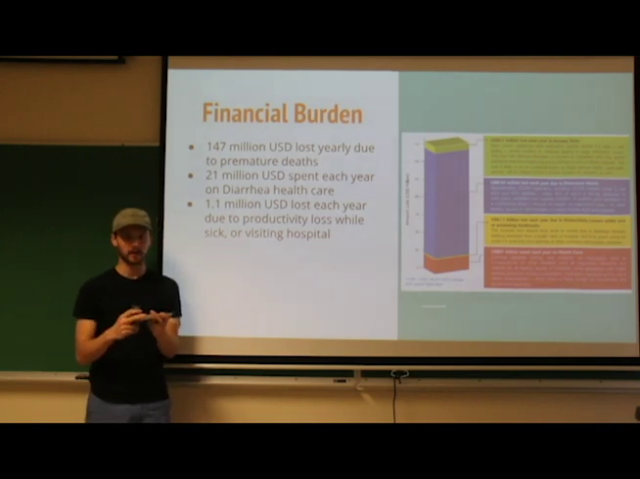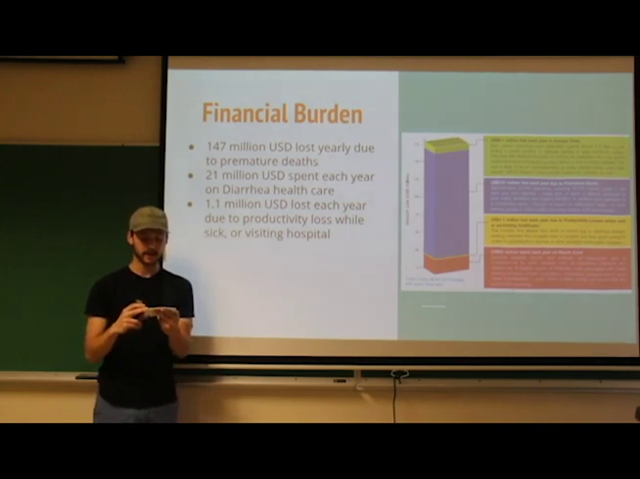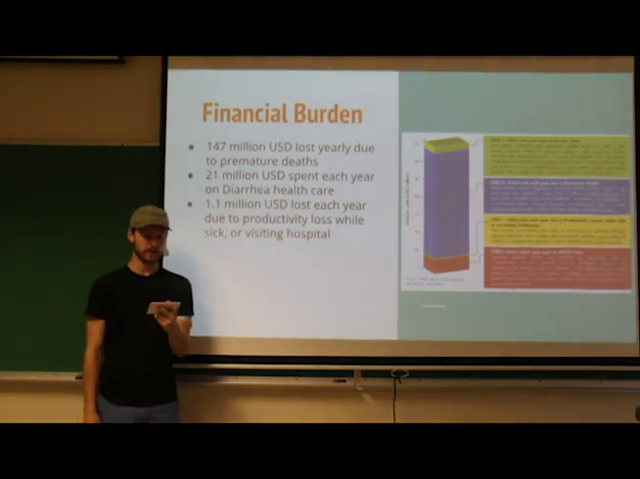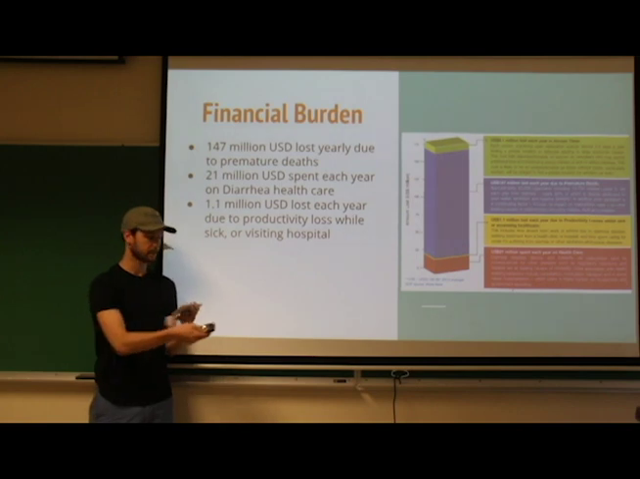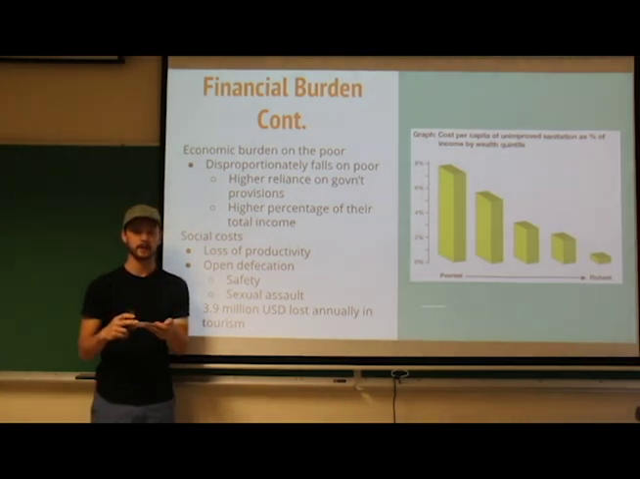The financial burden on Uganda. $147 million were lost last year due to premature deaths. $21 million are spent each year on diarrhea healthcare, and $1.1 million are lost each year due to a loss in productivity. The economic burden in Uganda disproportionately falls on the poor. This is because the poor have a higher reliance on government aid and help, and also since they have a smaller total income, the money that's taken out of that to pay is a larger proportion of their total income.